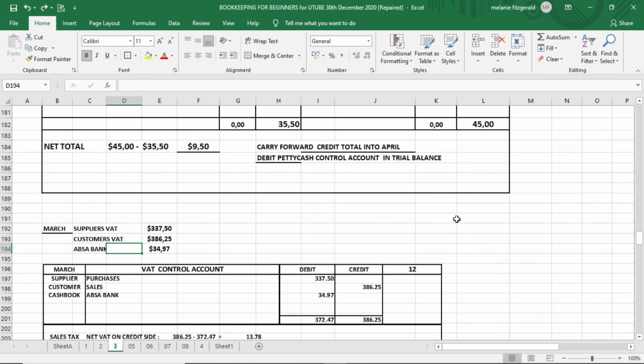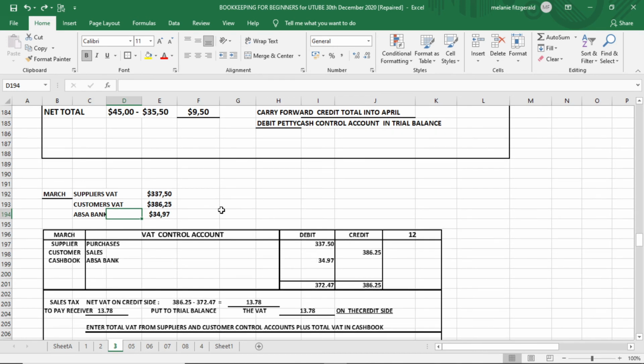Remember earlier when we were doing the suppliers control account and the customers control account, remember I said those VAT figures, we're going to enter them now in the VAT control account? Well, we've come to that section now. Now we're going to open up a VAT control account. Okay, so from the suppliers control account, we got the VAT total of $337.50. From the customers control account, we brought forward the VAT of $386.25. And from the cash book, we had a VAT of $34.97. So we've opened up a VAT control account and we've entered these items in there.